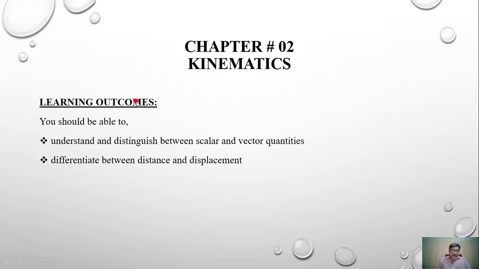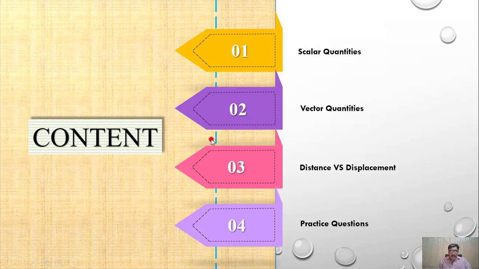So, the learning outcomes of today's lesson are that you should be able to understand and distinguish between scalar and vector quantities. You should be able to differentiate between distance and displacement. The content which we are going to cover in this lesson are scalar quantities, then vector quantities, distance versus displacement, and then you have practice questions as well.